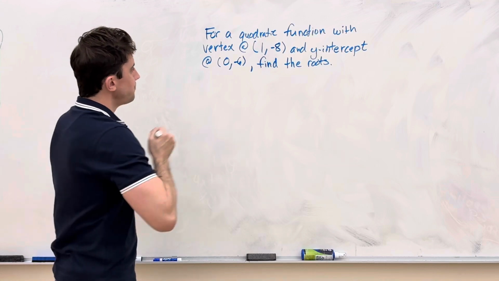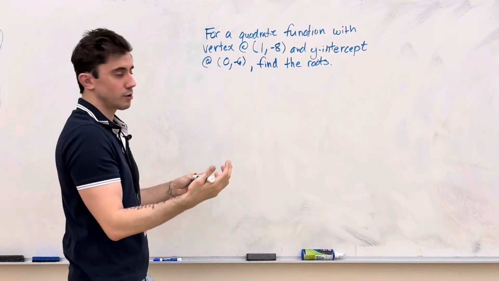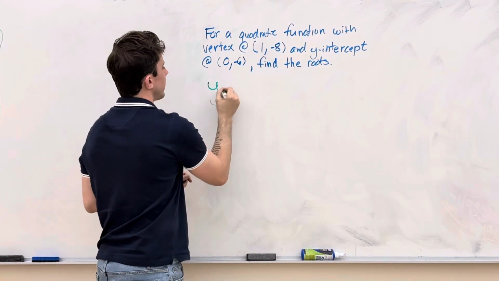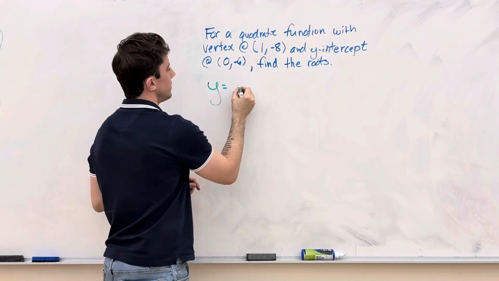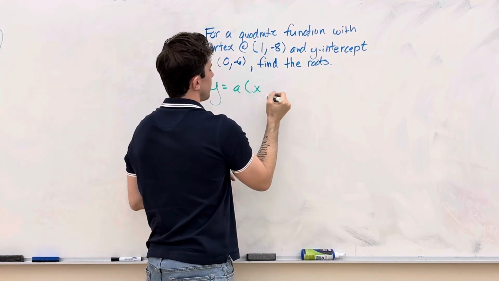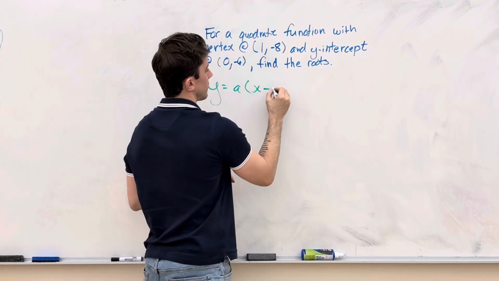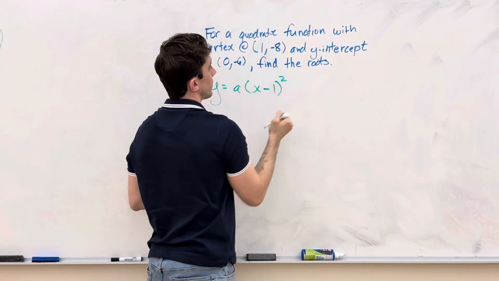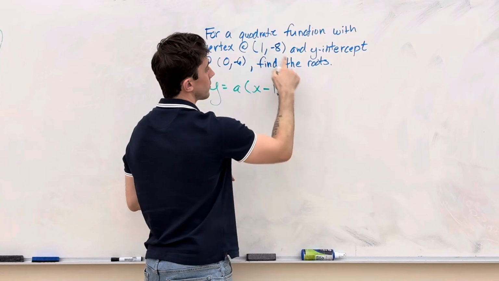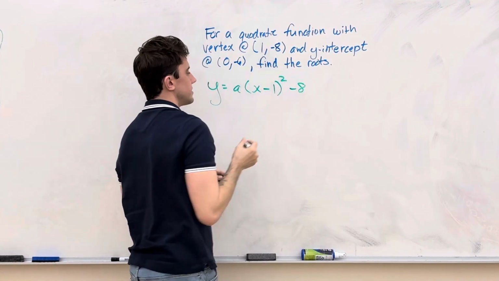So first things first, anytime we're given the vertex of a quadratic, we know we can start writing its entire function in vertex form, right? So that means a times (x minus the x-coordinate of the vertex). For us, that means (x minus 1) all squared, and then plus the y-coordinate of the vertex. For us, that is -8.